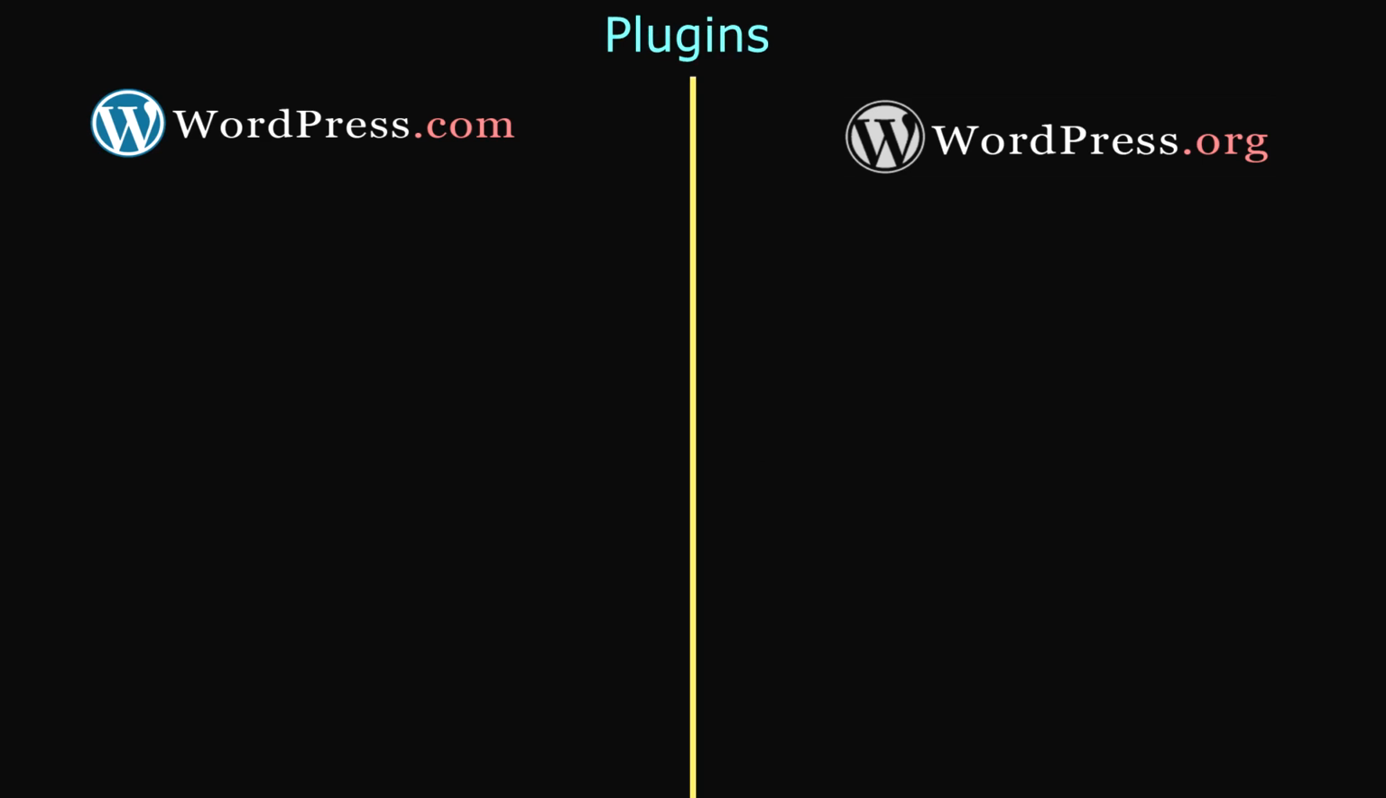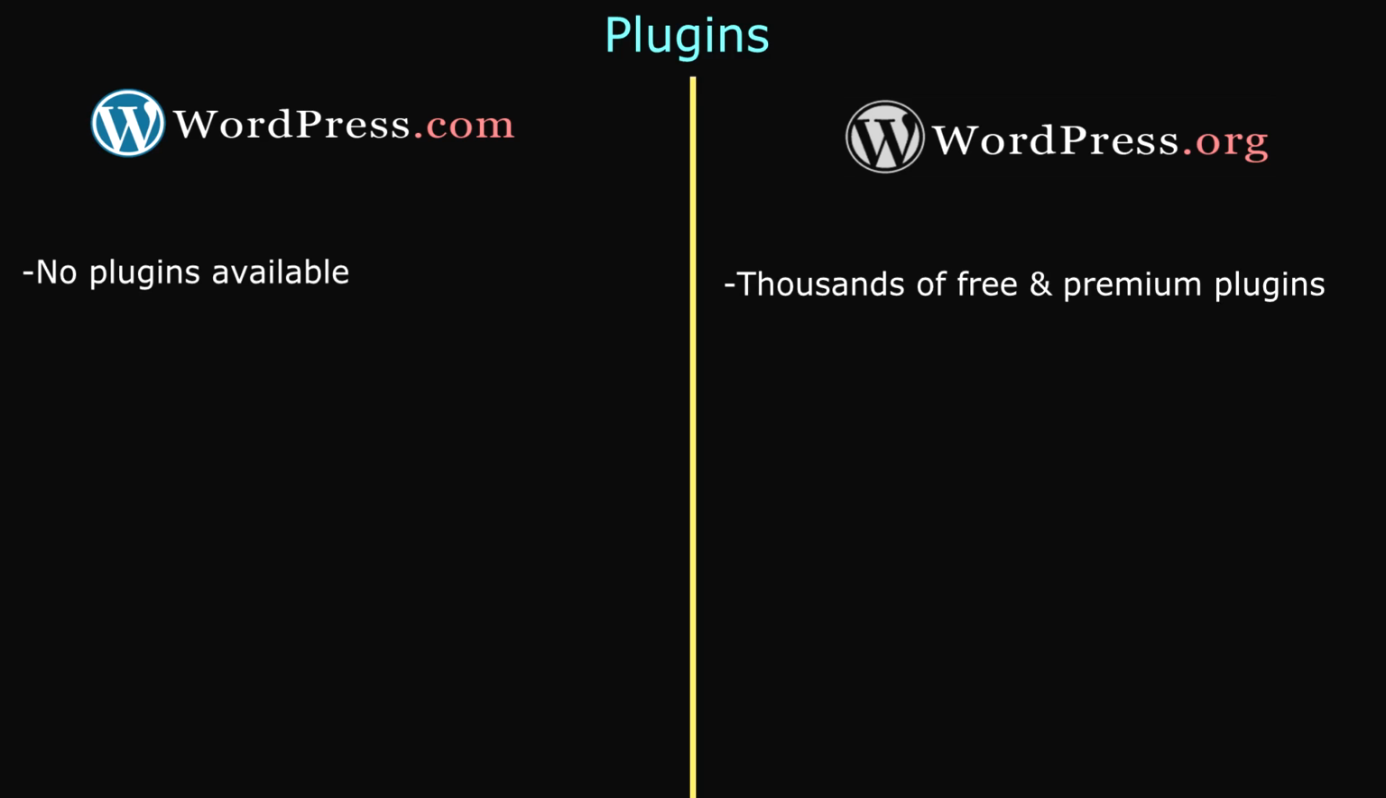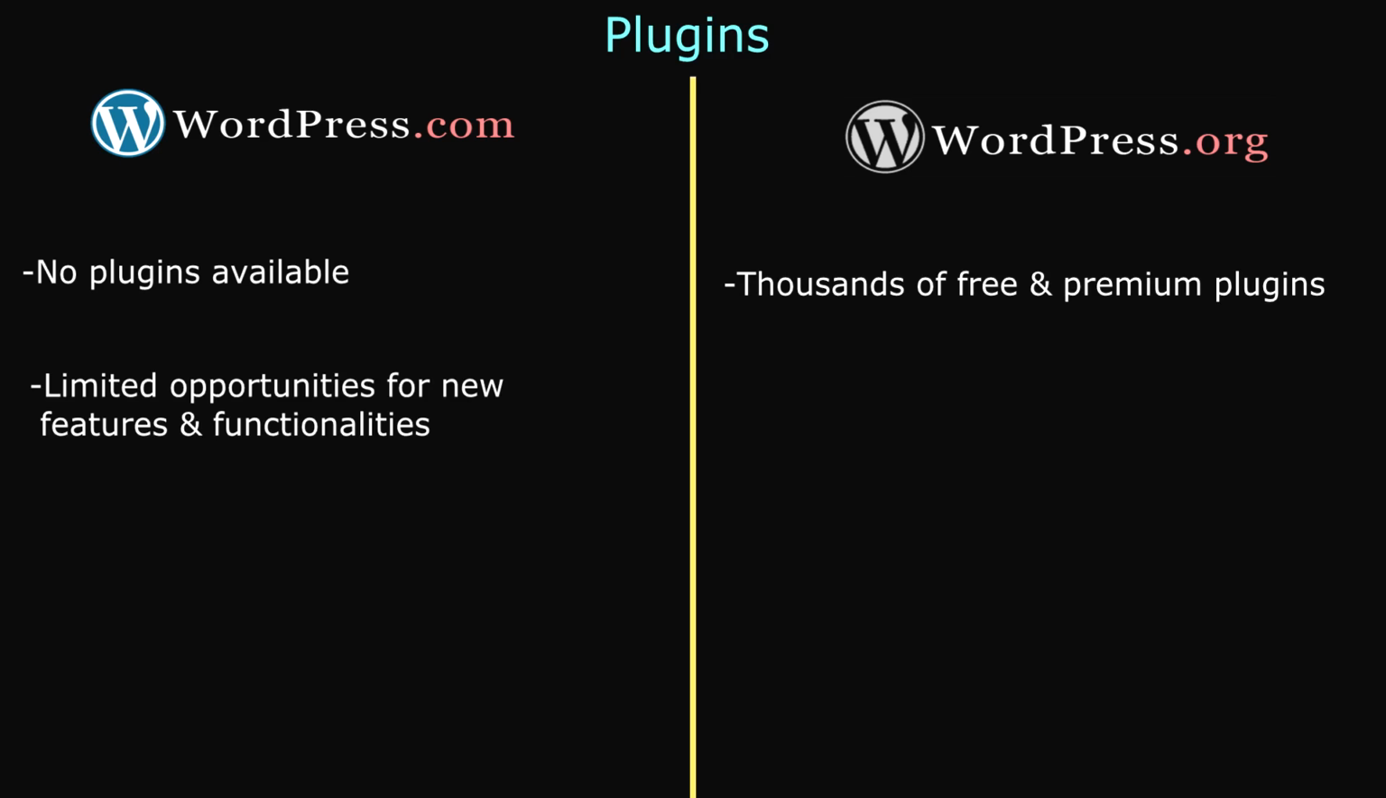Plugins are also related to customization, and they basically allow you to easily add additional functionality to your website. A contact form, for example. In WordPress.com, there are no plugins available, but with WordPress.org, there are thousands of free and premium plugins. Also with WordPress.com, there are limited opportunities for new features and functionalities, unlike in WordPress.org, where you can add any feature or functionality that you want.